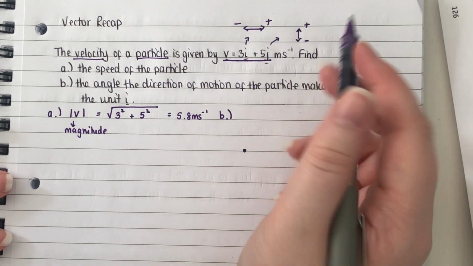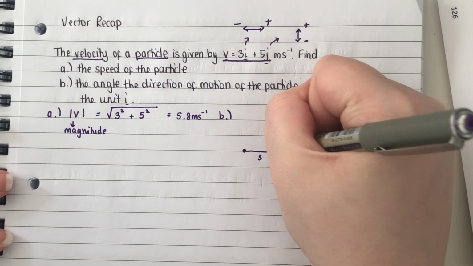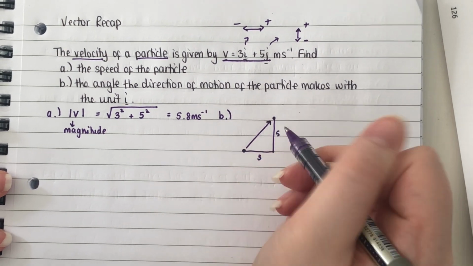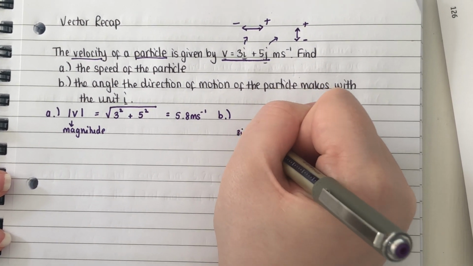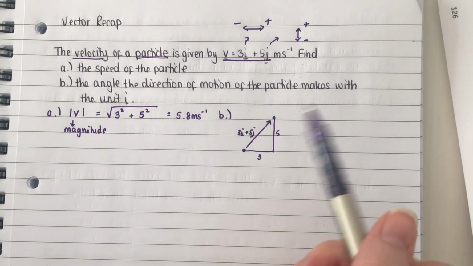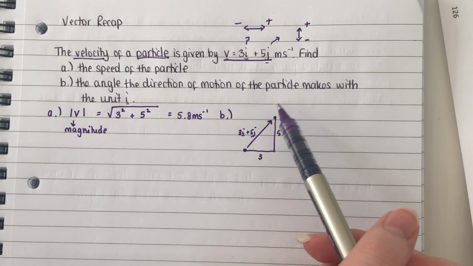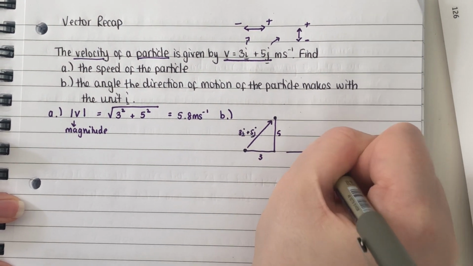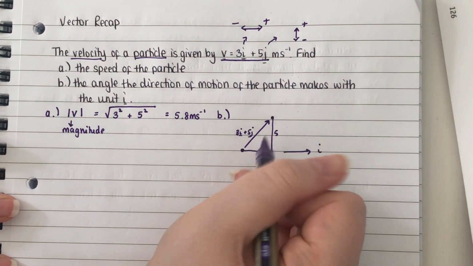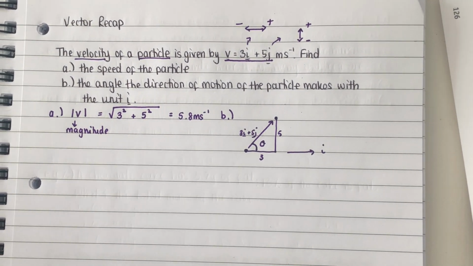So if it's 3i plus 5j, it means we're going 3 to the right, and then 5 up, okay? So the distance between my two dots, that is the 3i plus 5j. Now it's saying it wants the angle of the direction of motion, which is the arrow, of the particle it makes with the i. So as I said before, i is going in that direction. So that means it wants the angle between the bottom of the triangle that I've drawn and the vector of 3i plus 5j.